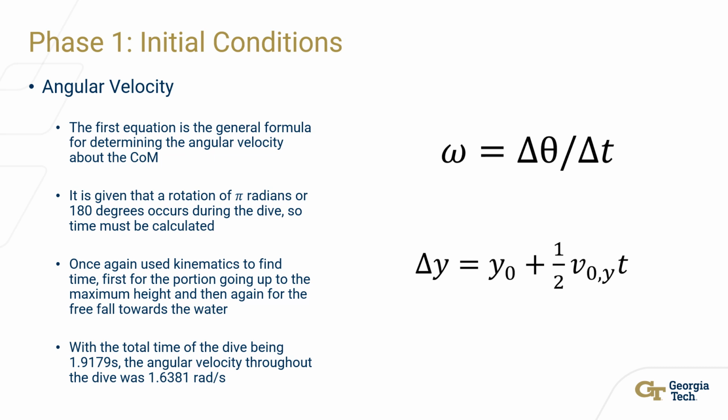We once again use kinematics to find the time, first for the portion going up to the maximum height, and then again for the freefall portion towards the water. With the total time of the dive being 1.91 seconds, the angular velocity for the dive was found to be 1.6281 radians per second initially.